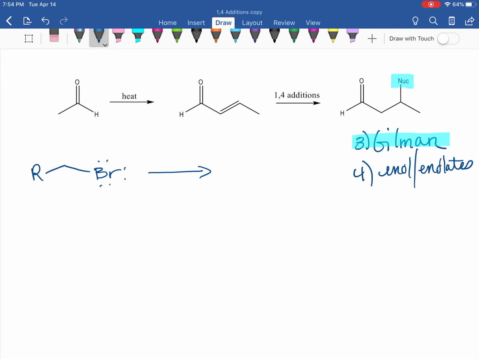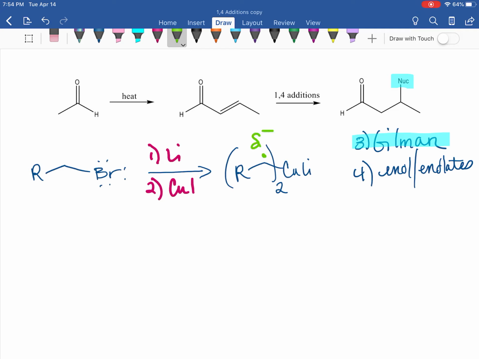And then what we're going to do is some transition metal chemistry. We're going to do some organometallics. Our first step is to do a lithium exchange. And the second step is to add copper iodide. What you end up making looks a little crazy, but let's simplify it. You end up adding not just one, but two of your alkyl halides to your copper. And you're going to react right here.